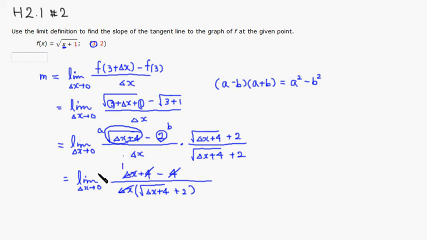All right, so as delta x approaches 0, we can just plug in. So 1 on top, and you have a square root, and the delta x goes to 0, plus 4, plus 2, right? So you can simplify it as 1 over, the square root of 4 would be 2, plus 2. So there's 4, right? So the slope is 1/4. That's it. I hope that this was clear.